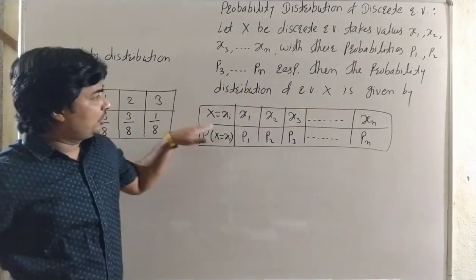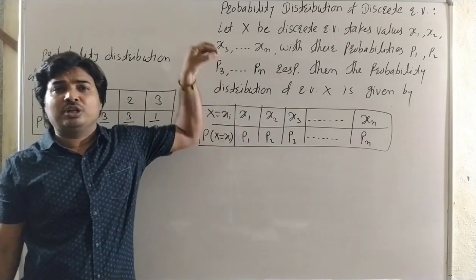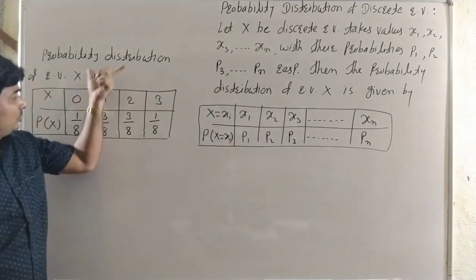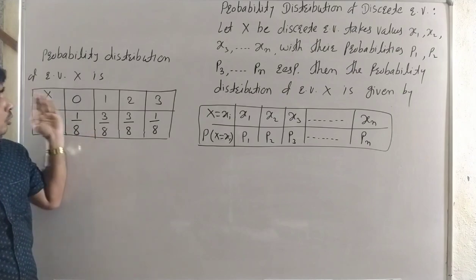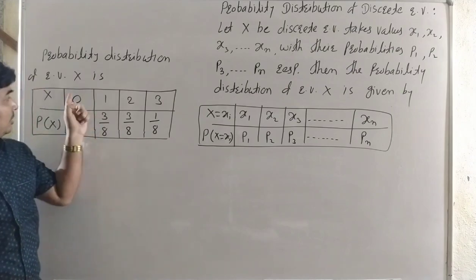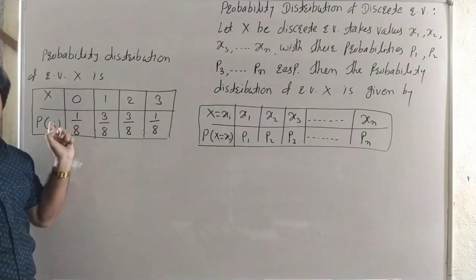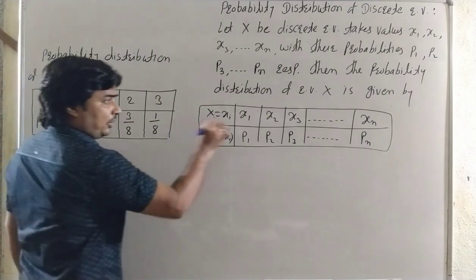Here we take the values of the random variable x1, x2, x3, x4, x5 up to xn. In a particular random experiment, here the random experiment is 3 coins are tossed, there are 4 values of the random variable, x1, x2, x3 and x4, and their probabilities. Here we take one more example of a probability distribution.